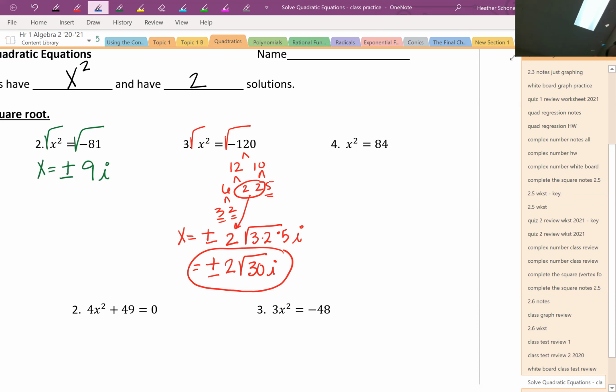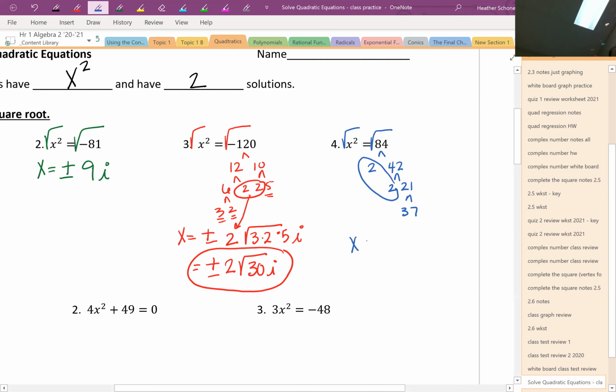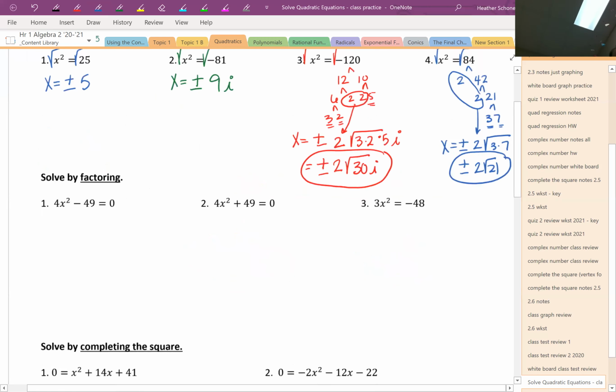All right, on number 4, take the square root of both sides. I can't, it's not a perfect square, so I'm going to make a factor tree. So I have 2 and 42, 2 and 21, 3 and 7. So when I simplify it, x is going to be plus or minus 2 square root, because that's outside. Inside I have a 3 and 7, so it's plus or minus 2 square root 21. I do not add an i because I'm not taking the square root of a negative number.